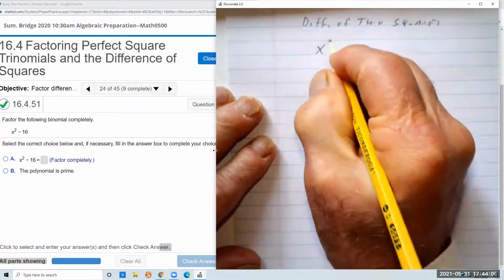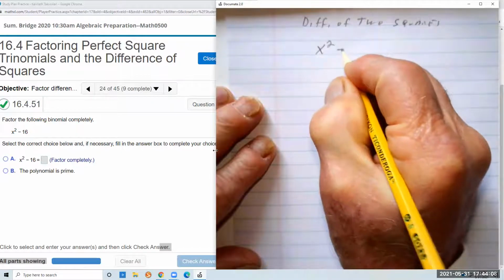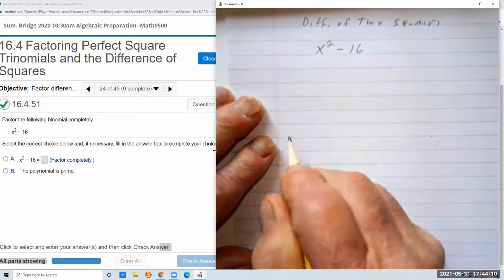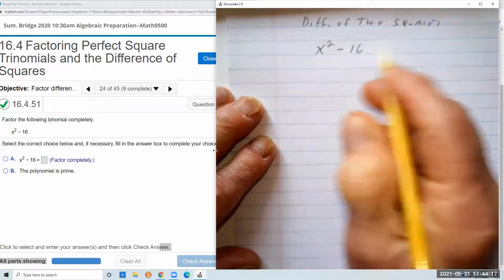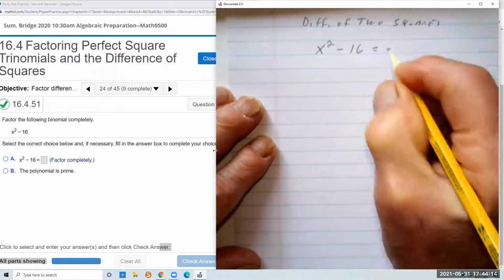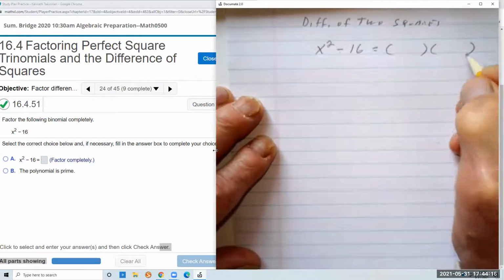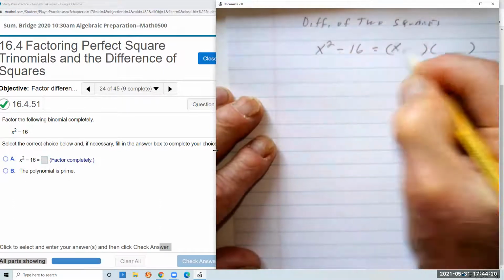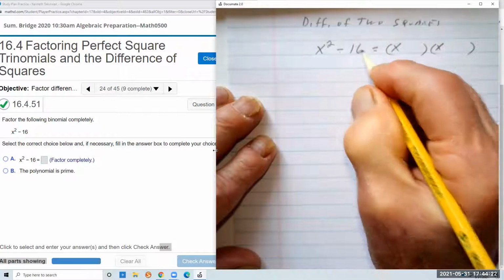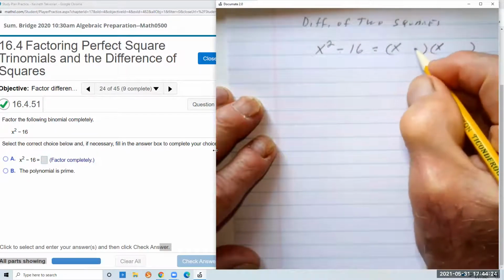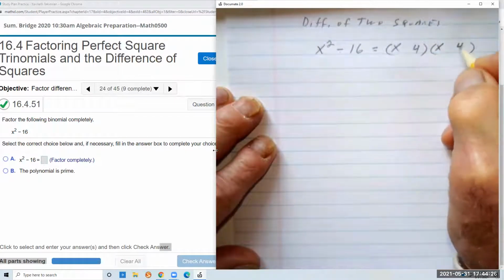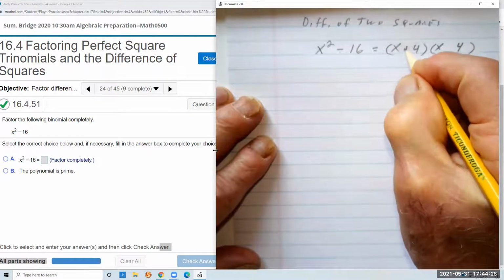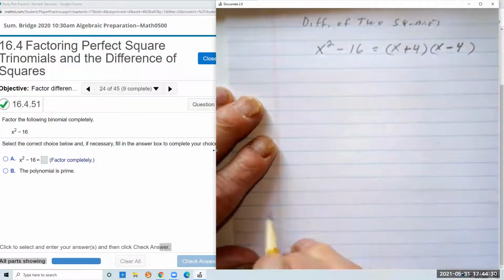It's x squared, which is a square. 16 is a square, and we have a difference. This is automatic. It automatically will factor into two binomials. Factors of the first term, x squared, go first. Factors of the second term, 16, go last. And then connect the first pair with a plus and the second pair with a minus.